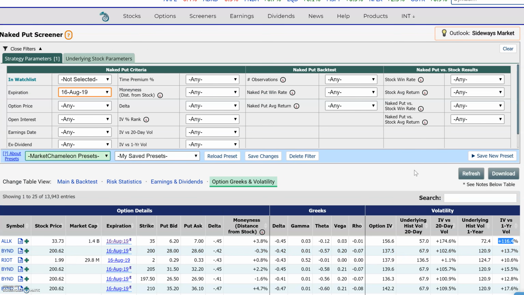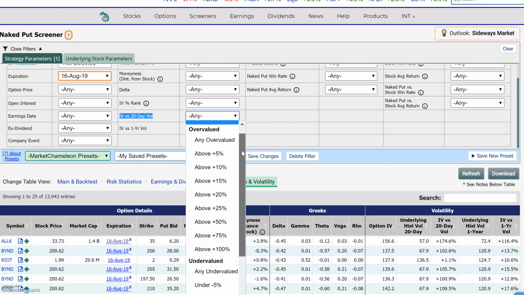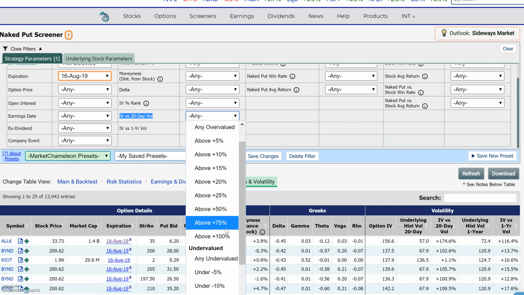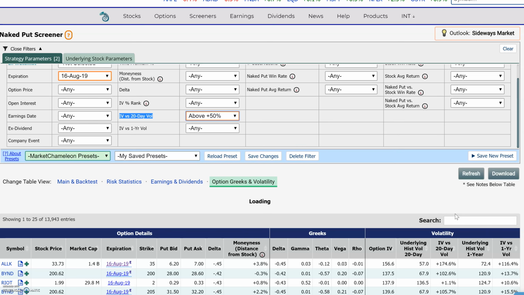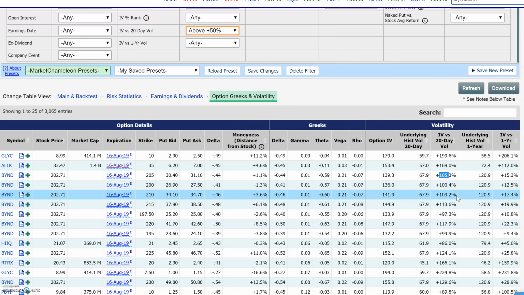And now what we could do is use that as a scan to see very high implied volatility options relative to their historical levels, or very low implied volatility. And let's do that scan really quickly. Let's look at the implied volatility versus the 20-day volatility, and let's look for potentially very high, overvalued implied volatility relative to the 20-day. We could look at something like above 50%. So here we see above 50%.